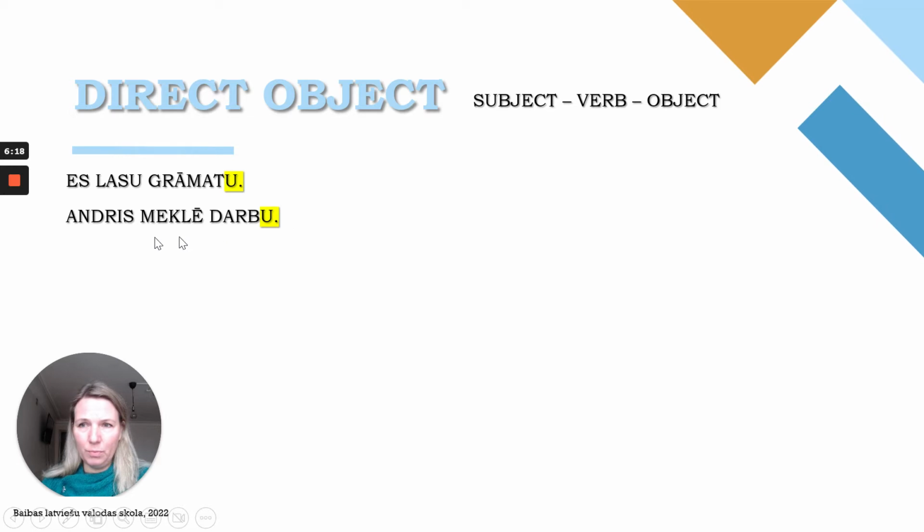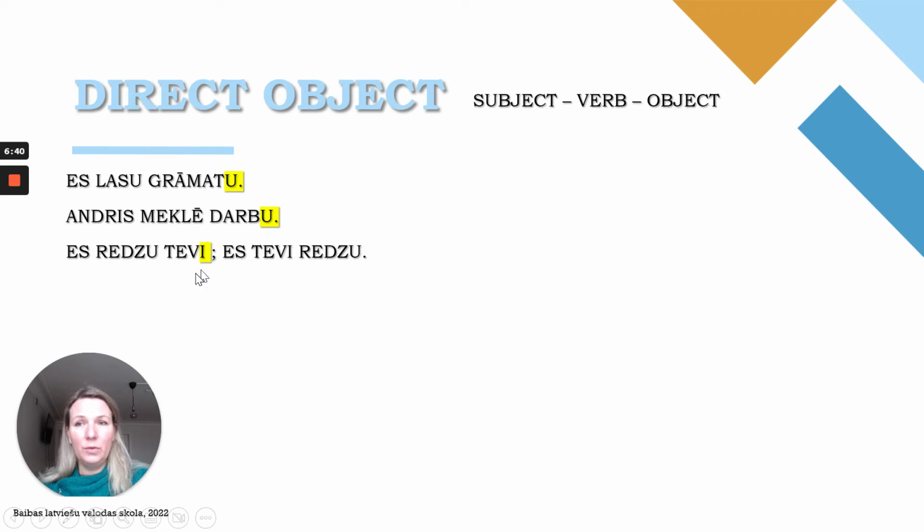Andris meklē darbu. So Andris is looking for a job. Andris is the subject, he is the one who does something, right? Meklē, and darbs becomes darbu. Es redzu tevi, I see you. So again, I am the subject who sees you. You are an object, and you is in accusative case. So personal pronoun es becomes tevi in accusative case. Es tevi redzu would be a more common structure of the sentence. We love to use two pronouns in a row and then the verb.